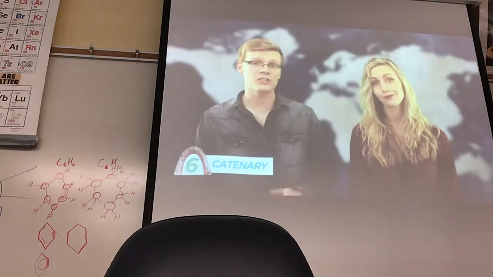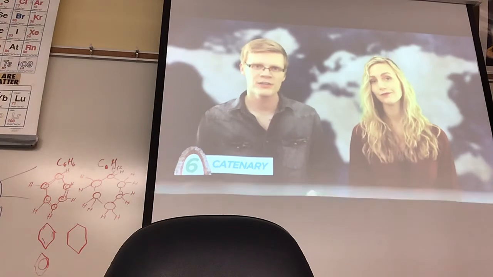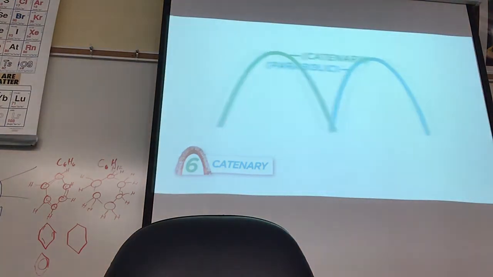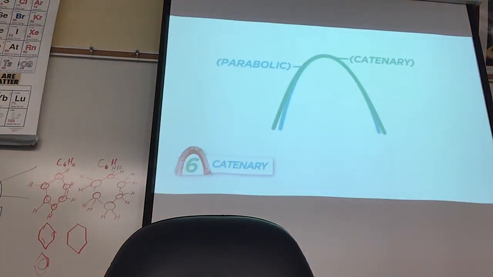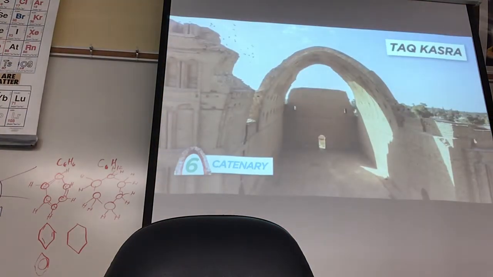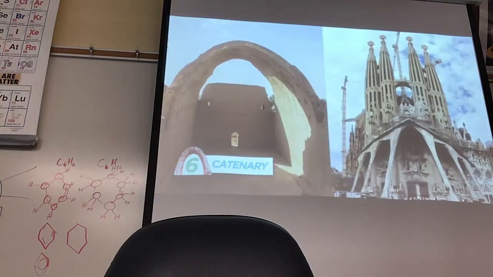A catenary arch is very similar to a parabolic arch. Some people use them interchangeably, despite small differences in their curve. You can see it in older examples like the Taq Kasra, or more recently in the Sagrada Familia or the St. Louis Arch.